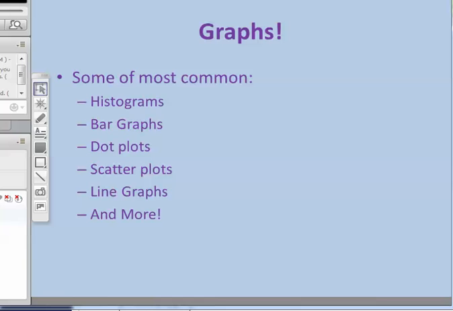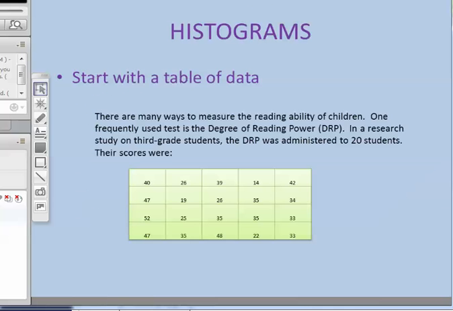Okay? So, what are the most common graphs? You can have histograms. That's just what you were just looking at. You could have bar graphs that look very similar to a histogram, but they're not measuring how many times the frequency something occurs. Might be measuring something different than that. You could have dot plots, which are just spots on the thing. You could have scatter plots that are scattered all over the place. You could have line graphs. There's hundreds of different types of graphs out there that you could have, okay?